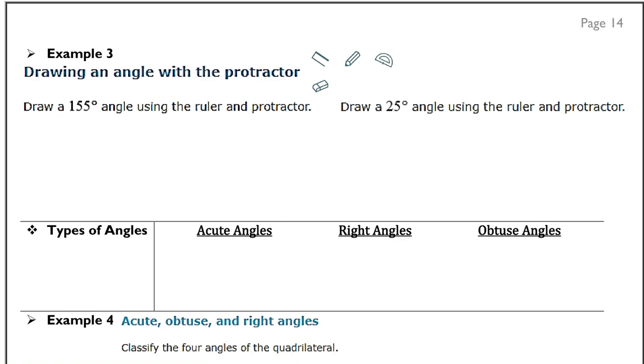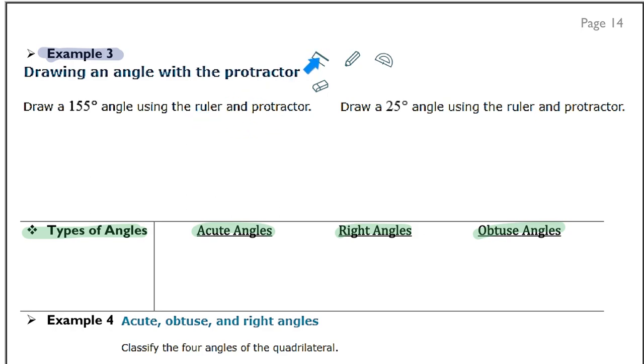So what we're going to do now is draw an angle with a protractor, which is not that hard to do. First off, example 3. By the way, we're going to do types of angles, which are going to be acute, right, and obtuse, which you should have already learned long ago. But the first thing we're going to do is draw a 155-degree angle using both a ruler and a protractor.